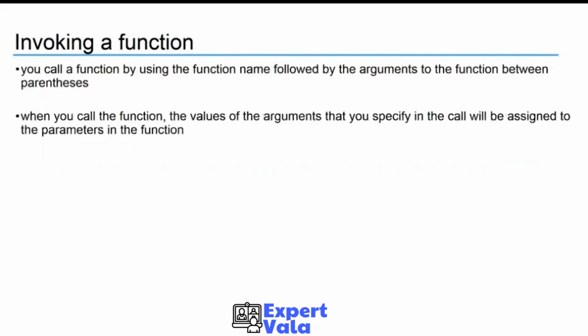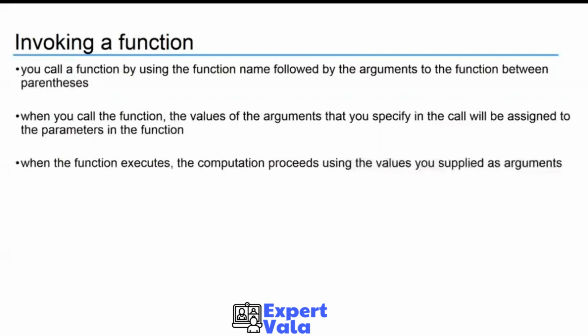When you call the function, the values of the arguments that you specify in between the parentheses are going to be assigned to parameters inside the function. The parameters are representative variables with a data type. You can then use that variable anywhere inside the function body. When the function executes, it will use those values supplied as arguments.